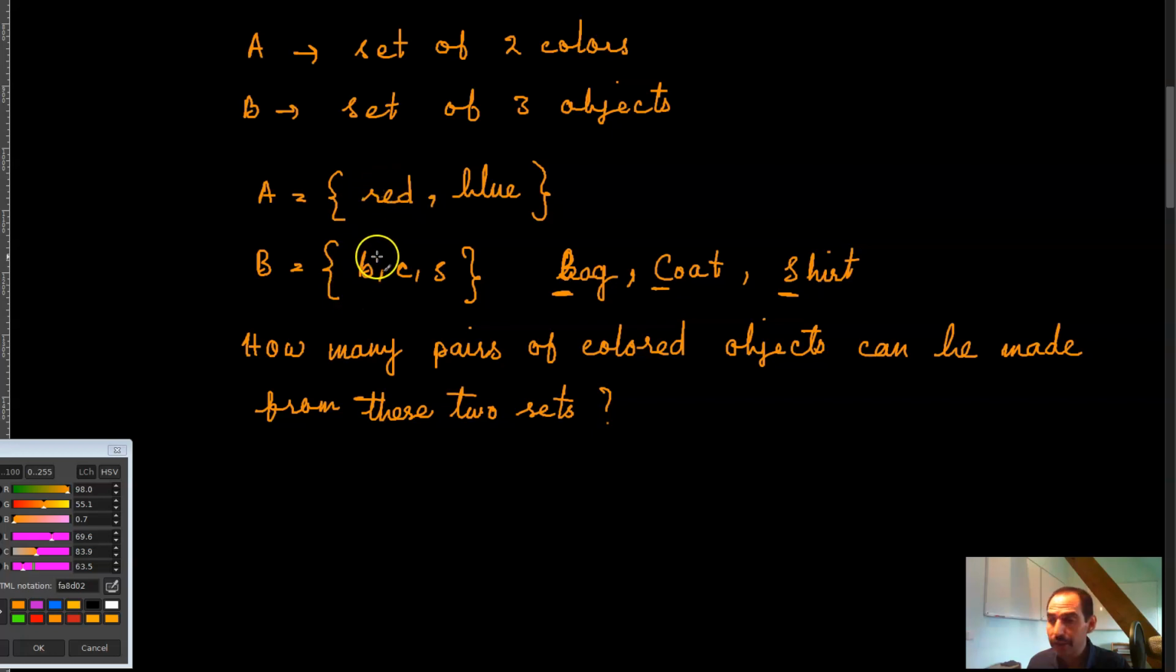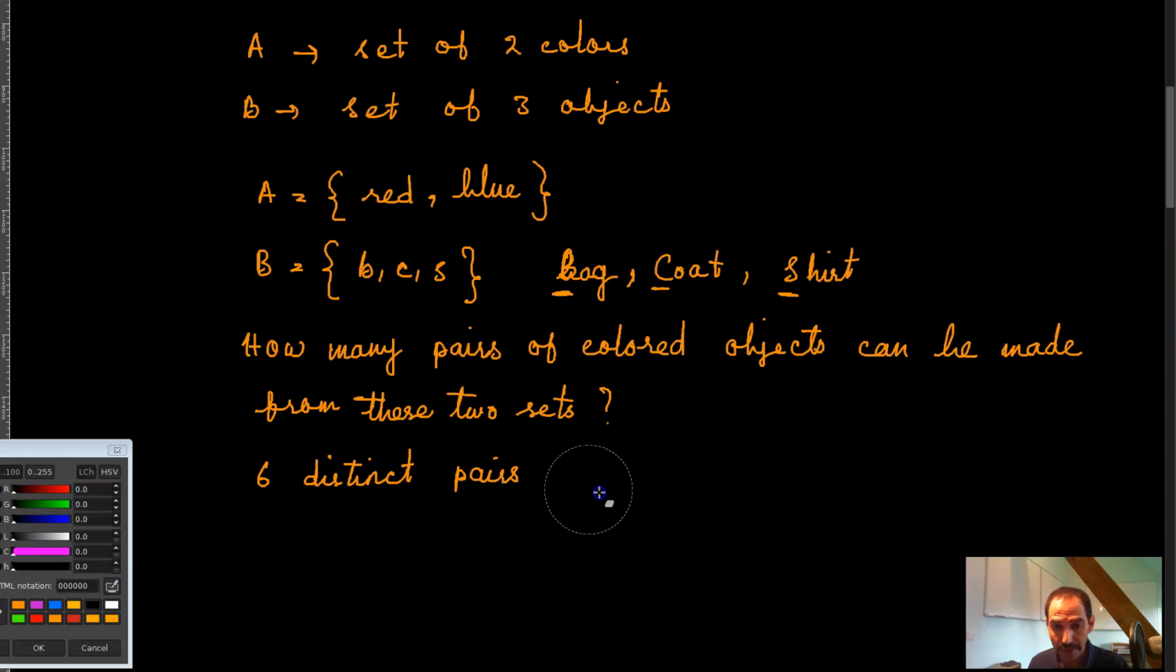If you take a look at these two sets, you will see that you will have basically 2 times 3, which is equal to 6 distinct pairs of distinct colored objects, or 6 pairs, I would say, for the sake of simplicity.